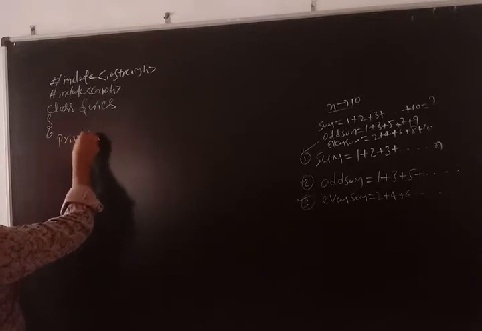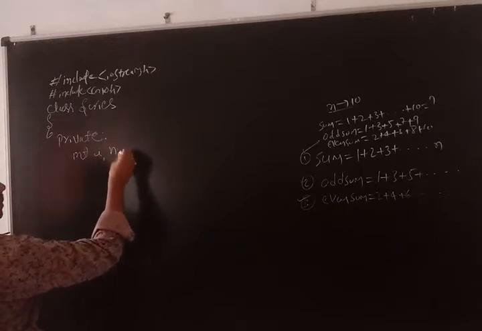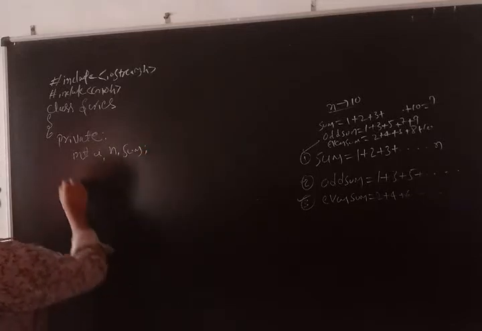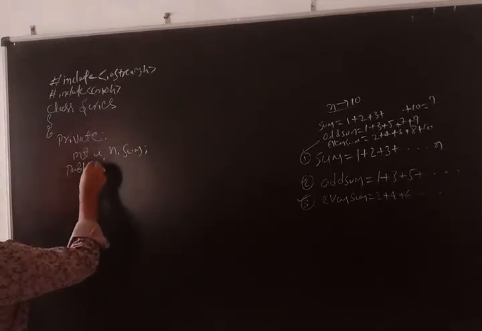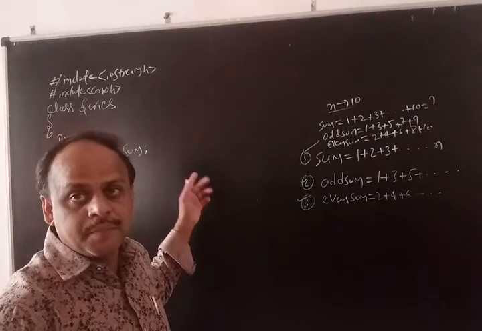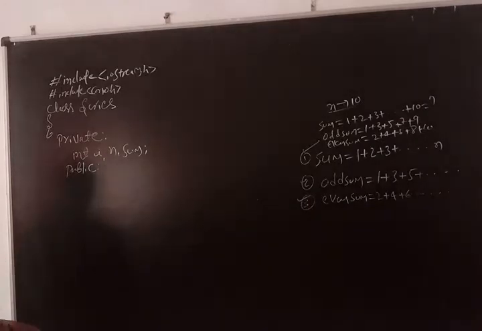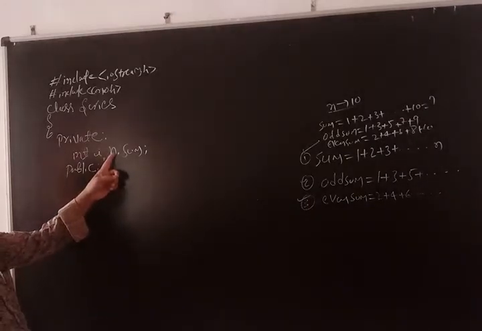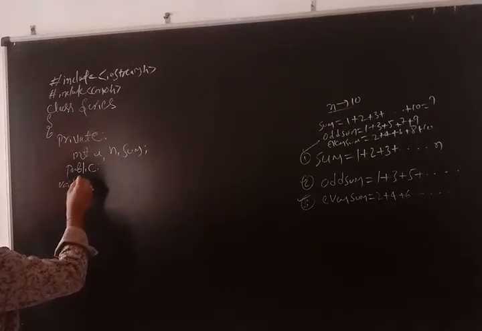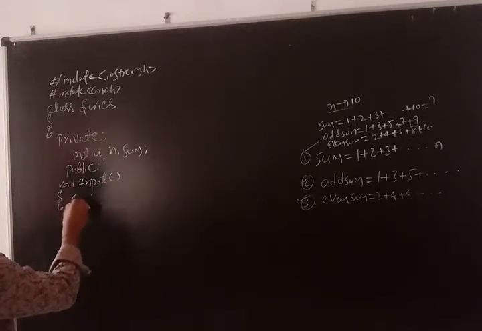Then data members, private: int i, n, and initially I am taking sum. In public, here I am going to write code within the class, that is I am defining member functions inside the class, public. So first I need one function to accept this n limit, right? Therefore void input function, I am going to accept the limit.